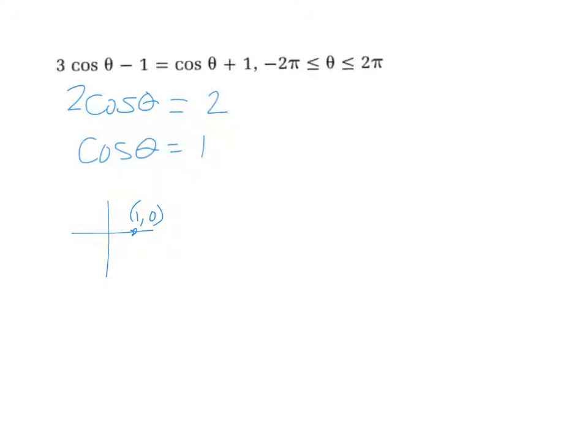So 0 and 2 pi, but if you look at the domain it gives you, it's negative 2 pi to 2 pi. So your answers are actually going to be negative 2 pi, 0, and 2 pi. But if you wanted a general solution, it would just be 2 pi n.